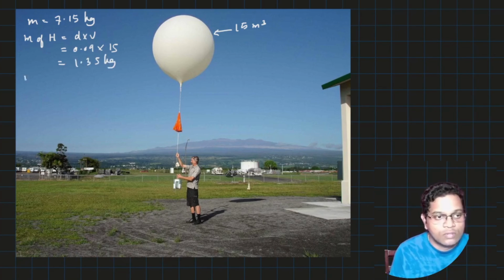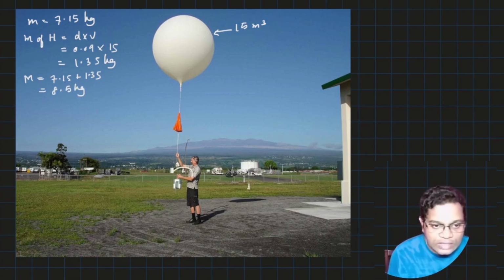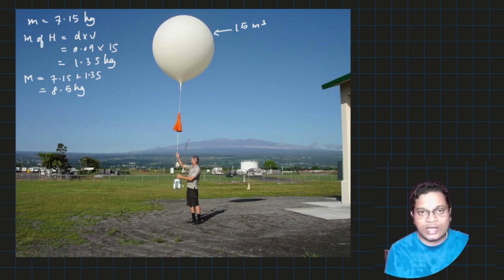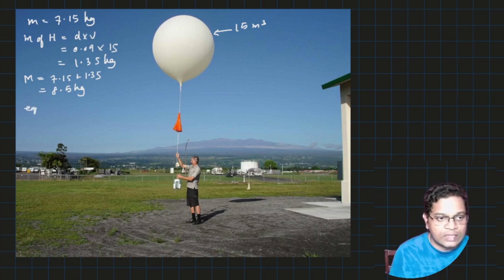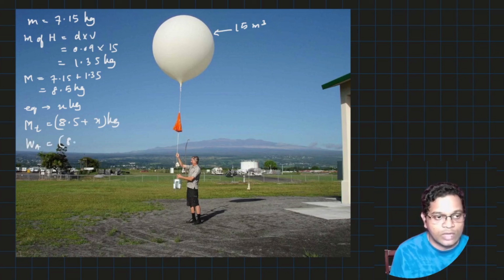Okay, so mass of hydrogen plus the mass of balloon will be 7.15 plus 1.35, and that will be equal to 8.5 kilogram. Now here you can see that this person is attaching an equipment. This is the equipment that will measure all the readings. So let us say that this equipment has a mass of x kilogram. So therefore the total mass now is equal to 8.5 plus x kilogram, and the total weight will be 8.5 plus x kilogram force.